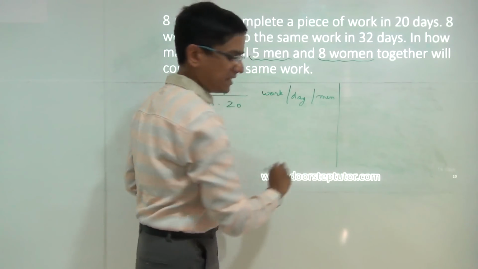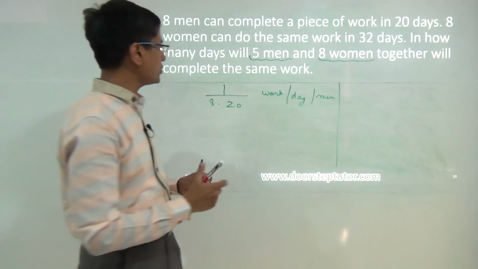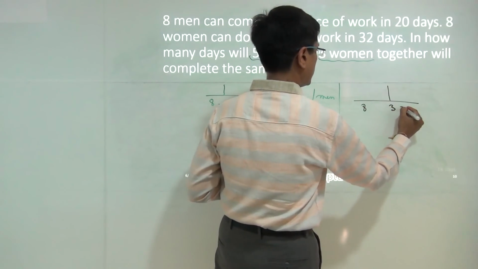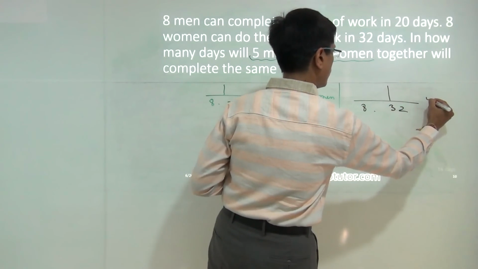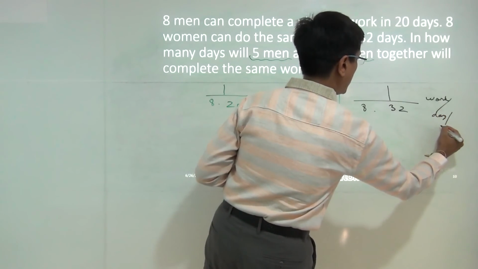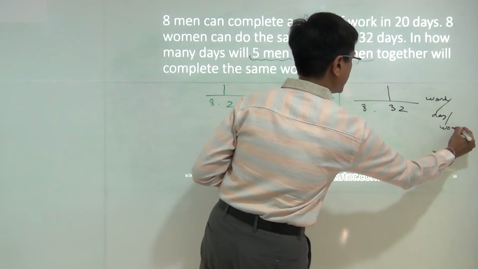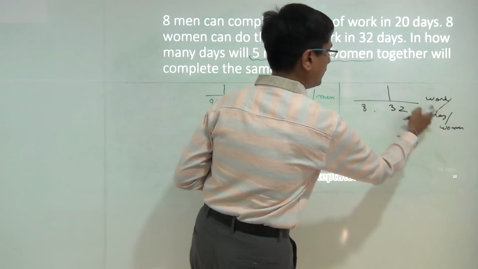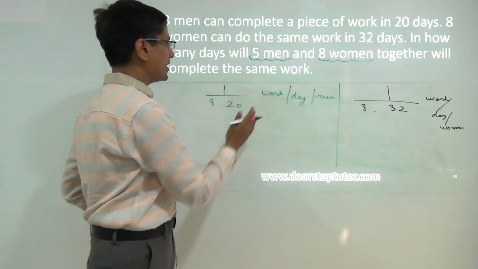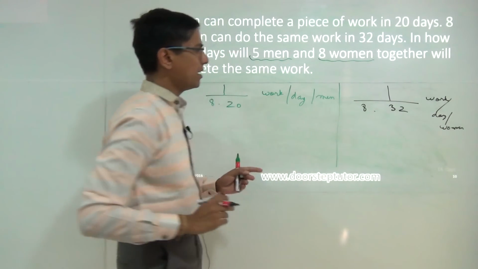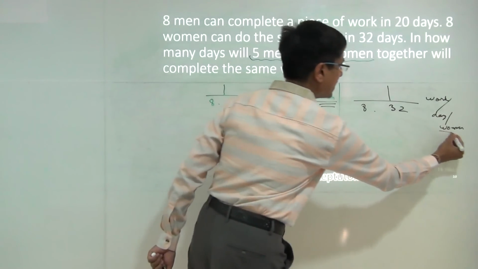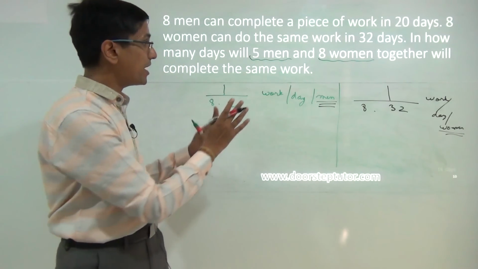And for women, what is it? For women, what would be the corresponding thing? 1/(8×32) work per day per woman. So notice I keep the units here. It makes my job very easy. Now can I add these two? They are working together. So can I add these two? Not really, right? If you think about it, this rate and this rate are in different units. You cannot directly add them.